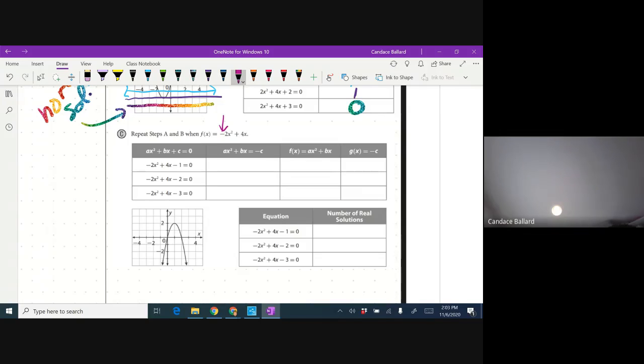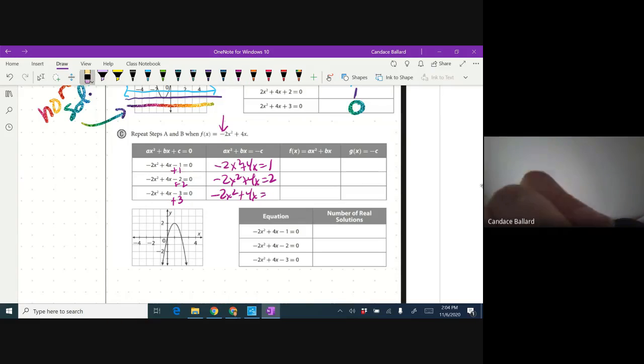All right, so let's go ahead and split the equation up again. So this time, instead of subtracting one, notice I am adding one. So negative 2x squared plus 4x equals 1. I'm going to add the 2. Negative 2x squared plus 4x equals 2. And I'm going to add the 3. So negative 2x squared plus 4x equals, sorry, it doesn't equal negative 3. It equals positive 3.